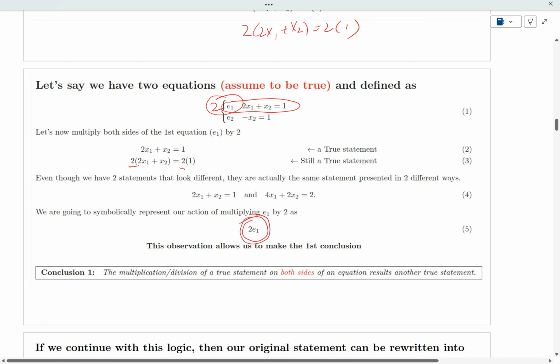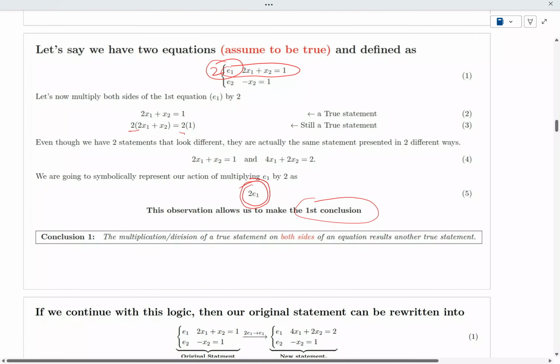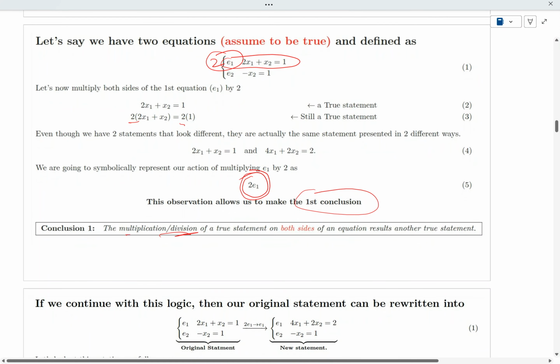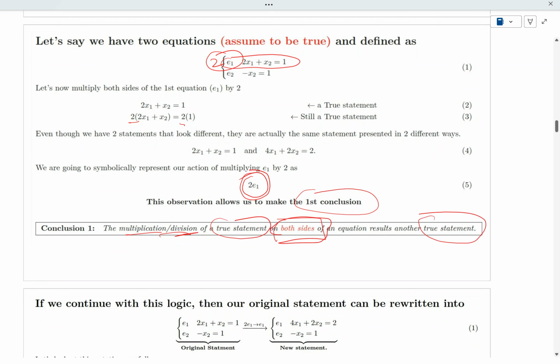Okay, so this observation basically allows us to make the very first conclusion. And the conclusion is that if you multiply or divide some true statement on both sides, then you get another true statement. So if you have an equation like x equals 3, and you multiply some number on both sides, the equivalence is still the same.